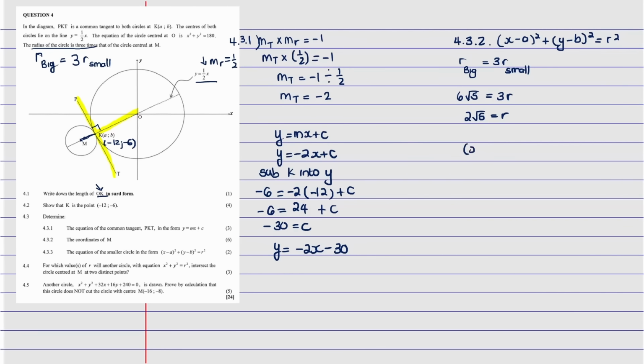So we know it's going to be (x minus a) all squared, plus (y minus b) all squared, is equal to (2 root 5) squared. Simplify that. It's going to be (x minus a) all squared plus (y minus b) all squared. Then if you say (2 root 5) all squared, we're going to get 20.